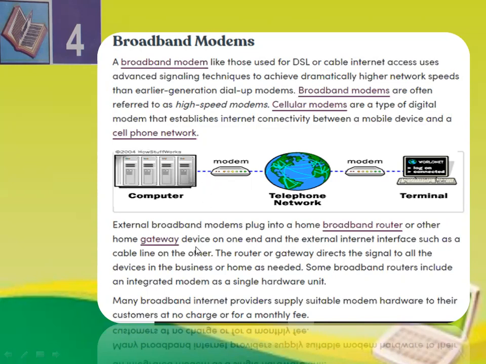An external broadband modem plugs into a home broadband router or other home gateway device on one end, and the external internet interface, such as a cable line, on the other. The router or gateway directs the signals to all the devices in the business or home as needed. Some broadband routers include an integrated modem as a single hardware unit. Many broadband internet providers supply suitable modem hardware to their customers at no charge or for a monthly fee.